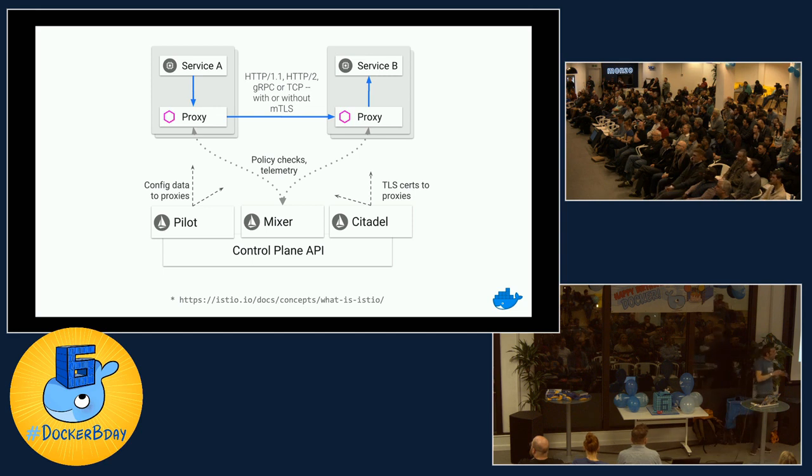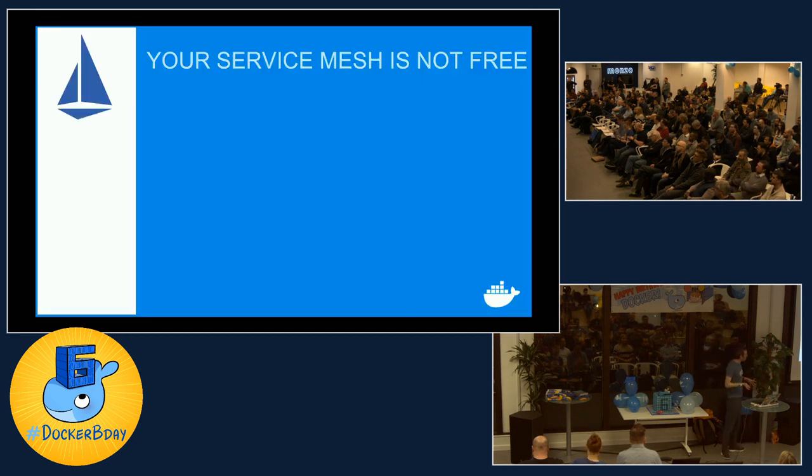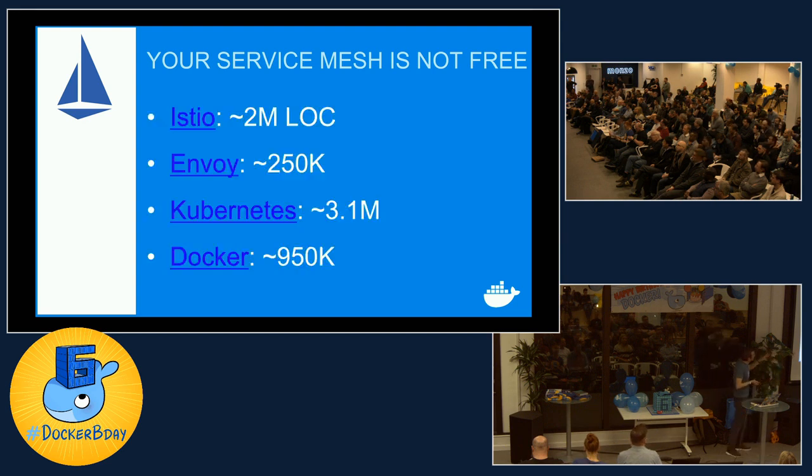So a service mesh does give you an awful lot of functionality, and if you've got a background in the integration space and plugging things together, then actually what you get from a service mesh saves you an awful lot of custom code, but it's not for free. So this is the only metric I've looked at here: how much code there is running underneath your service. So Istio, 2 million lines of code, Envoy, 250,000, Kubernetes, 3 million, and Docker's about 1 million.